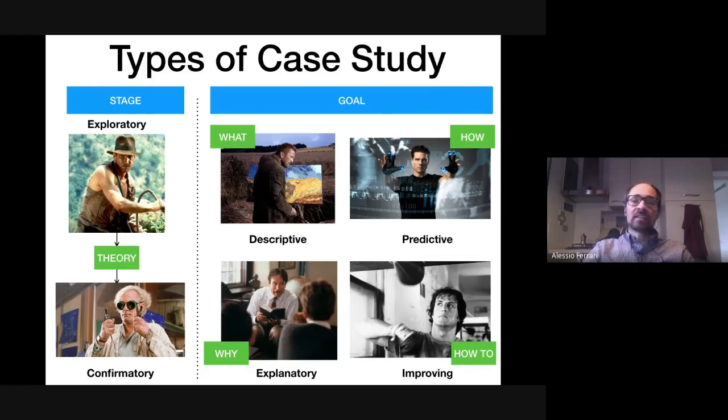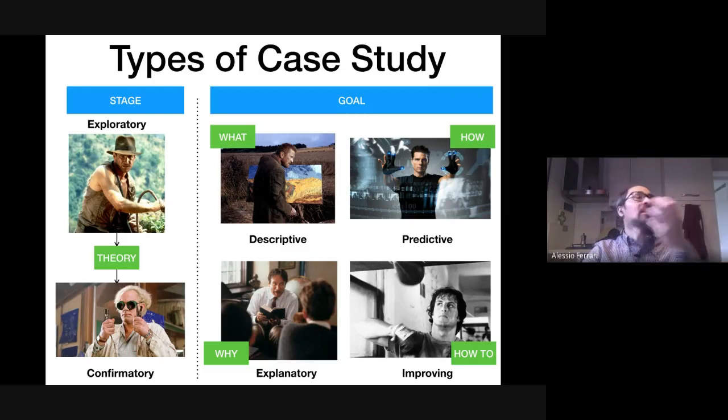You can distinguish the case study between the stage and the goal. You will find something different in the literature, but I think that this is the most understandable way of classifying case studies. The stage can be either exploratory or confirmatory. In exploratory, you are searching for new hypotheses. You have never studied a certain phenomenon, or you have little knowledge. You want to build up some theory.